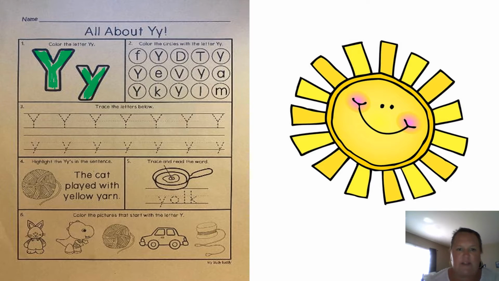Over here it says fill in all the circles that have a letter Y. So here's a capital Y. Then we have D, T, and a lowercase y. Capital Y, E, V, Y, lowercase, A, capital Y, K, Y, L, and M.